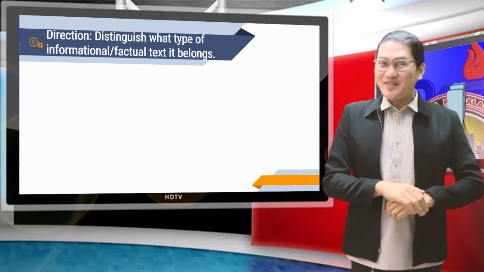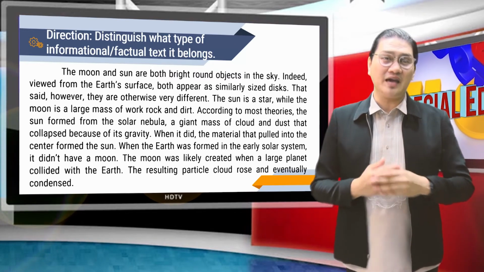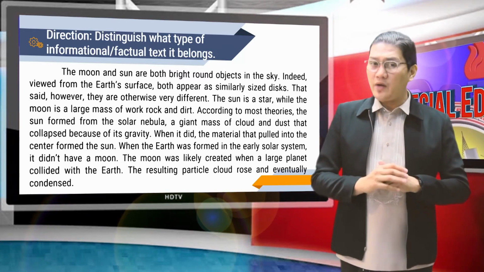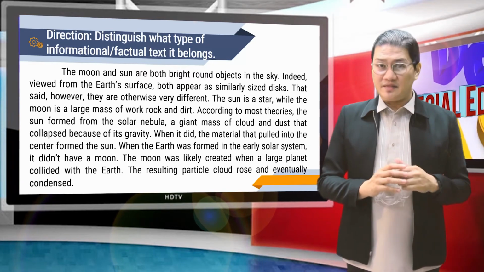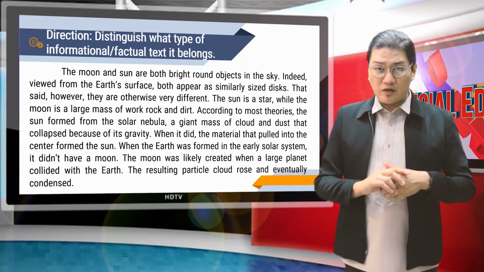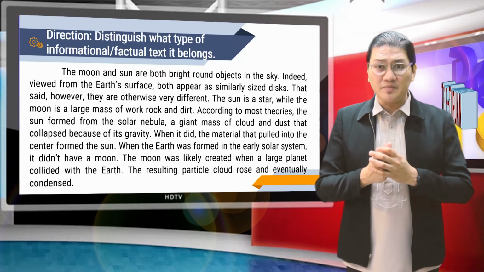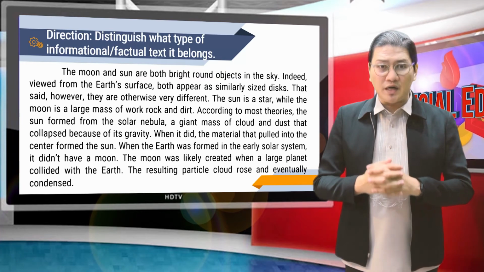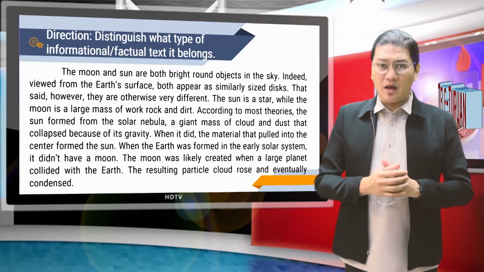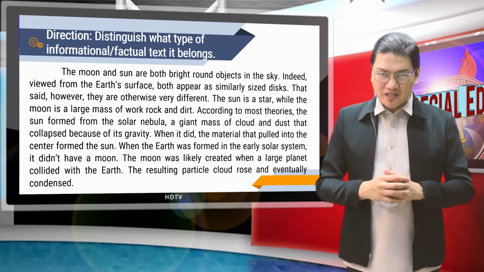Number 4. The moon and the sun are both bright, round objects in the sky. Indeed, viewed from the Earth's surface, both appear as similarly sized disks. That said, however, they are otherwise very different. The sun is a star, while the moon is a giant mass of cloud and dust that collapsed because of its gravity. When it did, the material that pulled into the center formed the sun. When the Earth was formed in the early solar system, it didn't have a moon. The moon was likely created when a large planet collided with the Earth. The resulting particle cloud rose and eventually condensed.